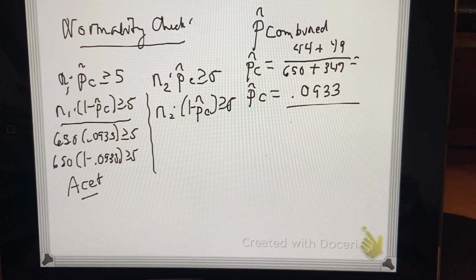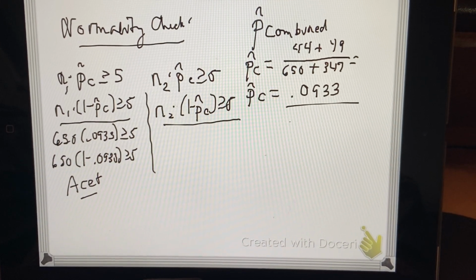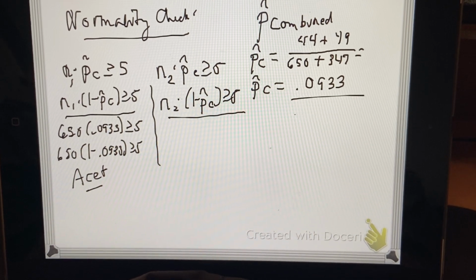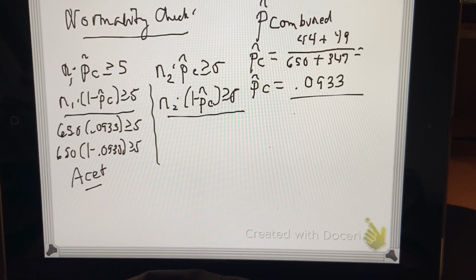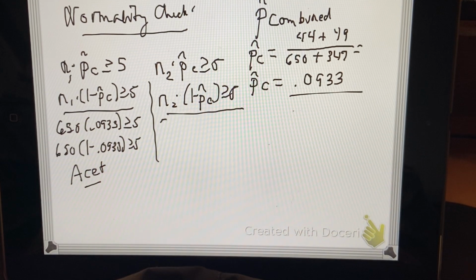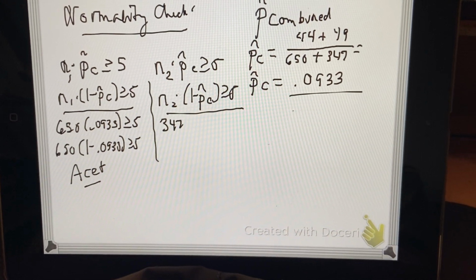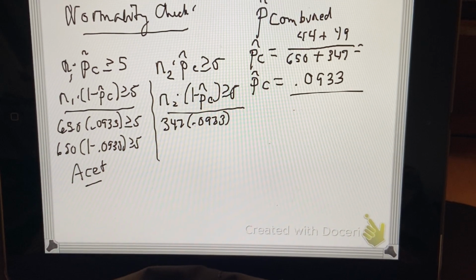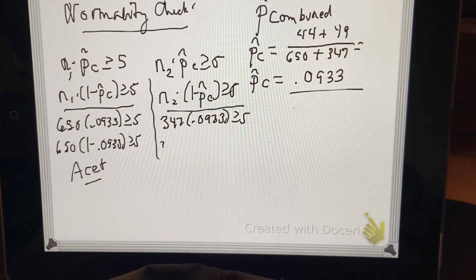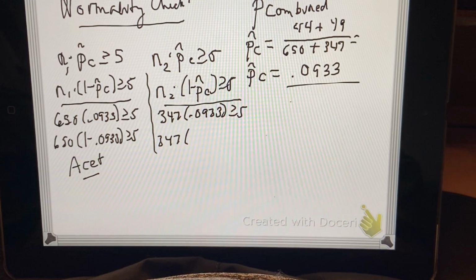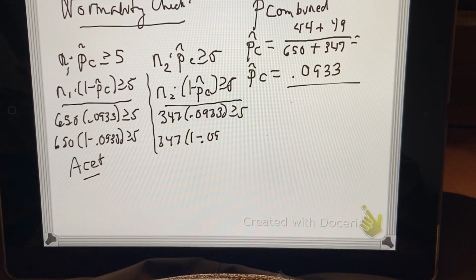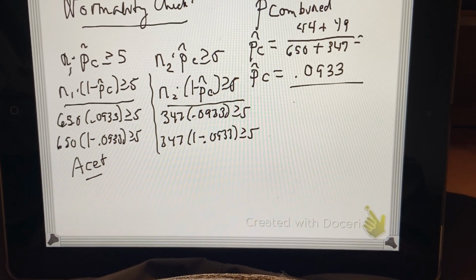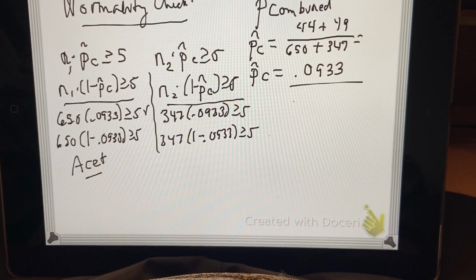You're thinking, man, this is a lot of writing, a lot of stuff to keep straight. After you do a few, you do keep it straight. So here I've got to change the sample size to 347. So 0.0933 and 347, 1 minus 0.0933. And all four of those are going to check out.